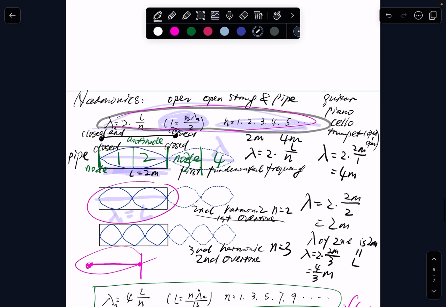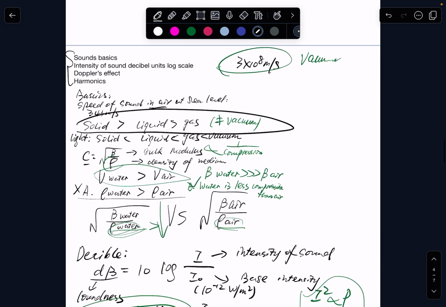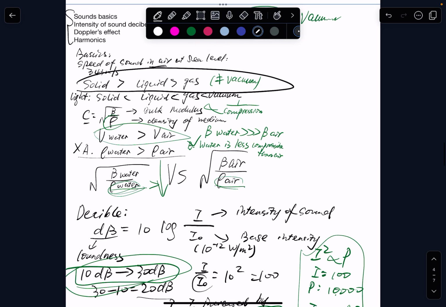All right, so that's all I have for you about sound. I elaborated on this a little bit, but I hope that's all helpful.